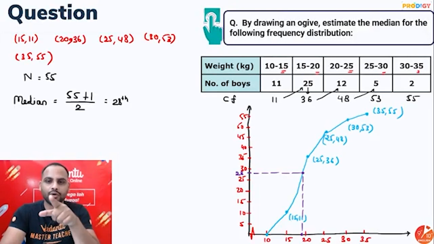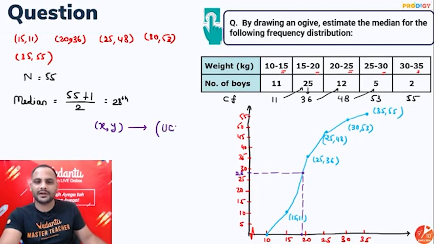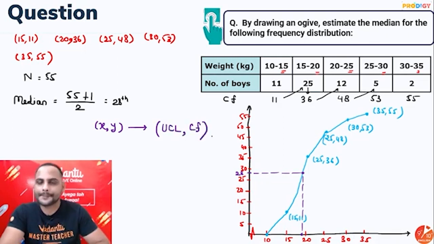Take the upper class limit and cumulative frequency as x comma y. Alright, whenever you take the point x comma y, what you will be plotting, remember x coordinate will be upper class limit, y coordinate will be cumulative frequency. That's what you need to take care of.